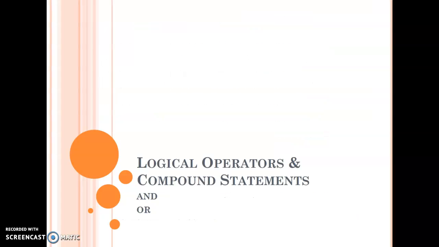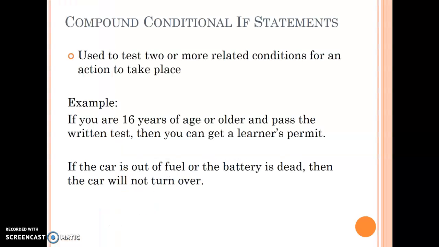So let's talk about the logical operators and the idea of a compound statement. You used compound statements in algebra using the and or the or. So we're going to take a look at combining these ideas together. A compound conditional if statement is when I take two or more related conditions for an action to take place. So for example, if you're 16 years of age or older and pass the written test, then you can get a learner's permit.